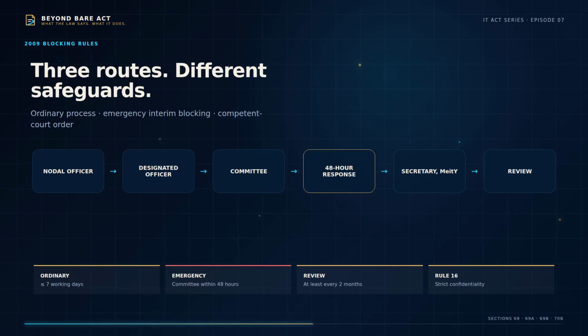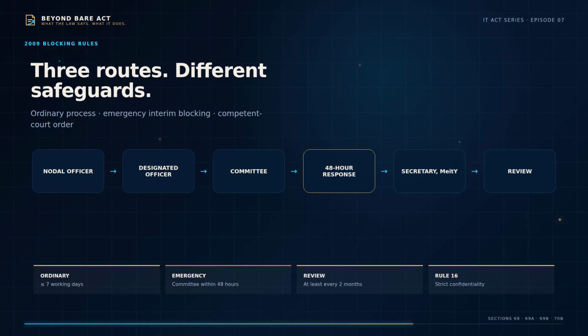The rules also contain an emergency route. If delay is unacceptable, the Secretary may approve interim blocking without a prior hearing, but reasons must be recorded. Within 48 hours, the matter must go to the committee. If final approval is refused, the interim block must be revoked.